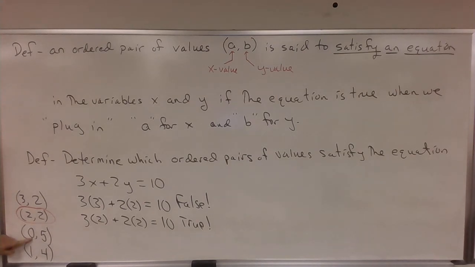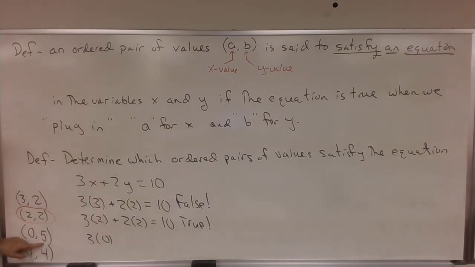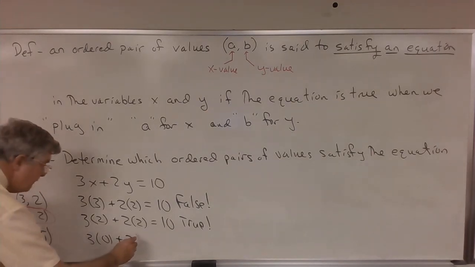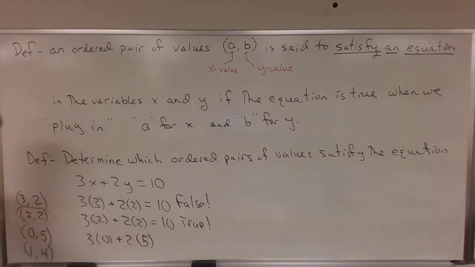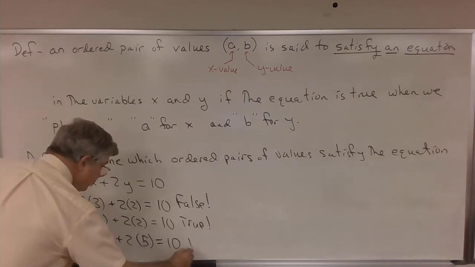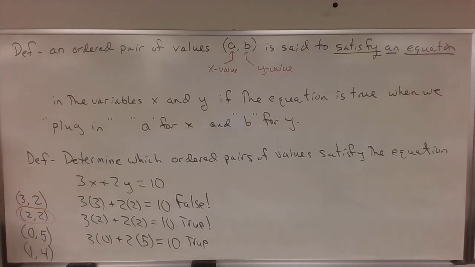Now let's try 0, 5. 3 times 0, x is 0, plus 2 times y equal 5, and we get 3 times 0 is 0, 2 times 5 is 10, and oddly enough, that's true. This is true. So this pair of points satisfies the equation.